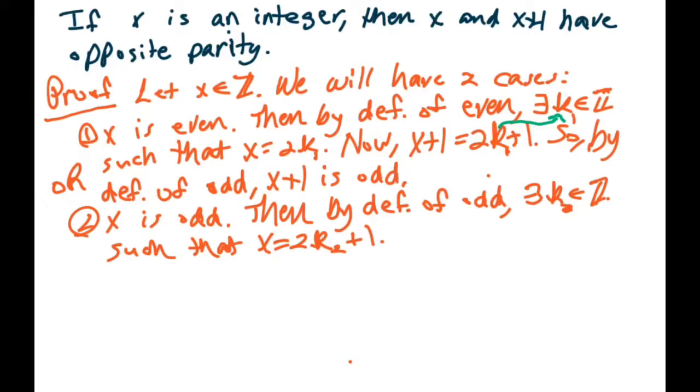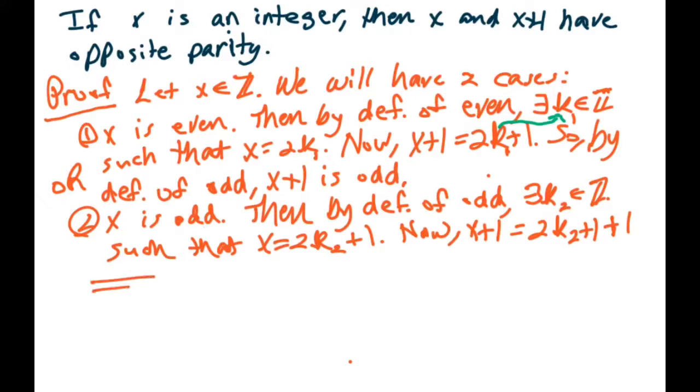So that's what the odd tells us. And then we'll just basically repeat the process that we did in the first case. So we'll say now x plus 1 is equal to 2 k sub 2 plus 1 plus 1, which implies that x plus 1 is equal to 2 times k sub 2 plus 2. All right, now this is not the exact definition of even, so I can't just say by definition of even, but I can try to make it fit the definition of even. If I just factor out a 2 here, I'll have 2 and then in parentheses k sub 2 plus 1.